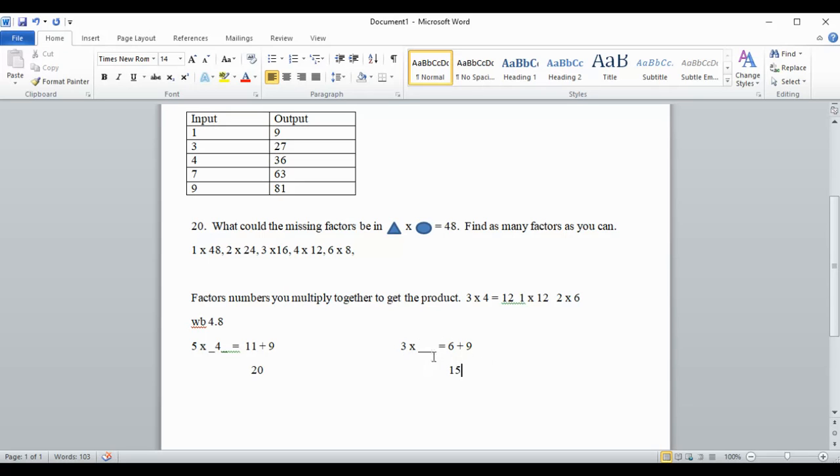We want this side to equal 15. So what can we put here on the blank? 3 times what will give us 15? I hope you said 5. Now this equals 15, and that equals 15. So that's what you do for these types of problems.